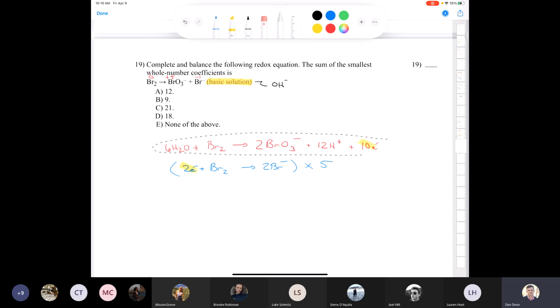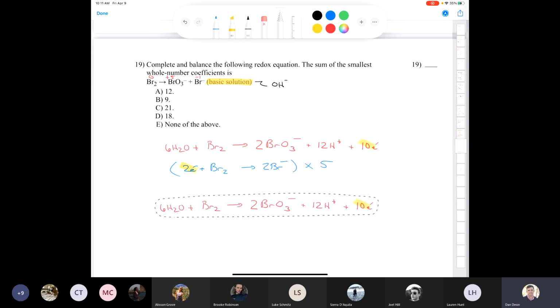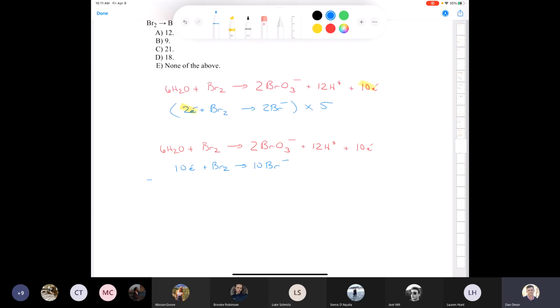I'm gonna copy this one because it remains unchanged, and that will hopefully make it a little simpler. So I'll paste this down here. I'm not going to change that one. Okay, and I'm going to multiply the second one by 5, which gives me 10 electrons plus bromine, producing 10 bromides, like that. There we go. Now I can tally these two up, and when I tally them up, look, my 10 electrons cancel from both sides, and I end up with a reaction that looks like this.